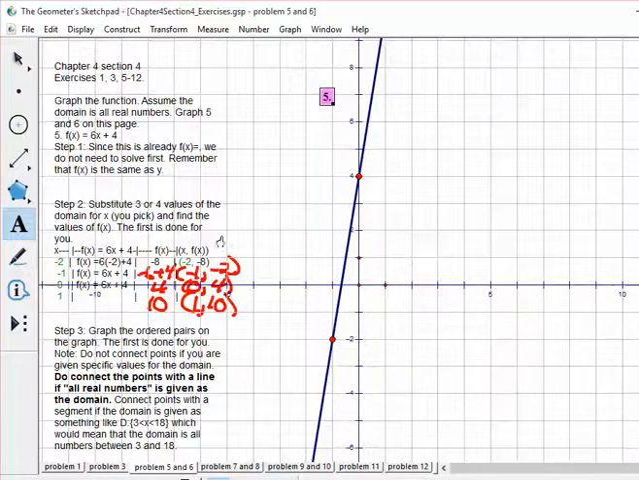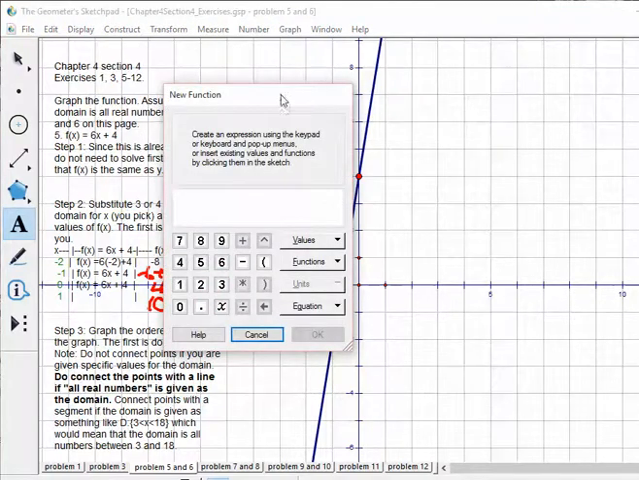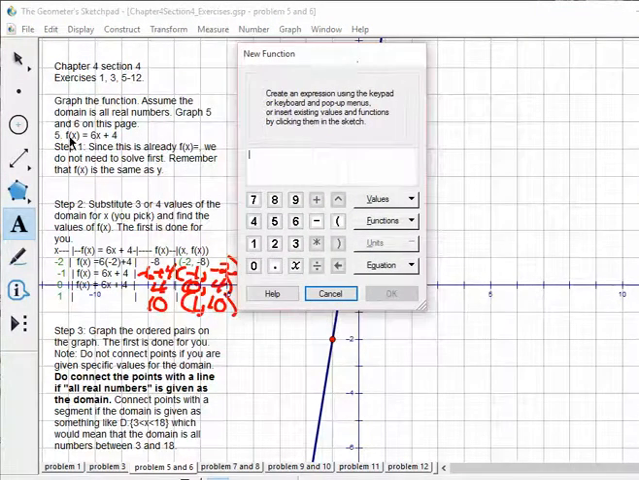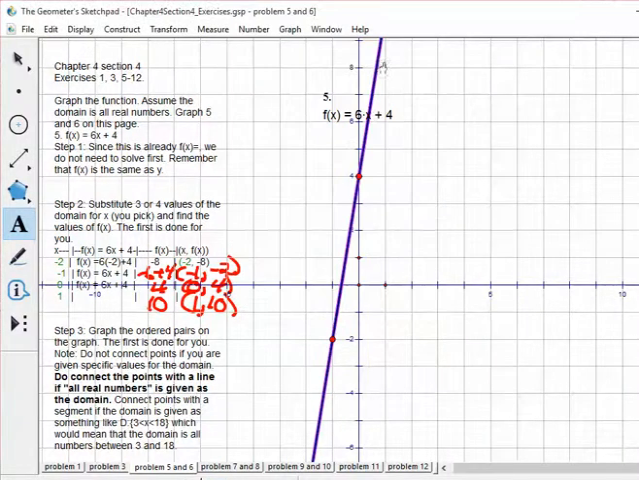You can also check this a really nice way. You can go to Graph, Plot New Function, and the part that's after the f of x or after the y, after the equal sign, 6x plus 4, type that in, 6x plus 4. And look up here. It should look exactly the same. f of x equals 6x plus 4. Hit OK, and that line just graphed right on top of the line that I just had.